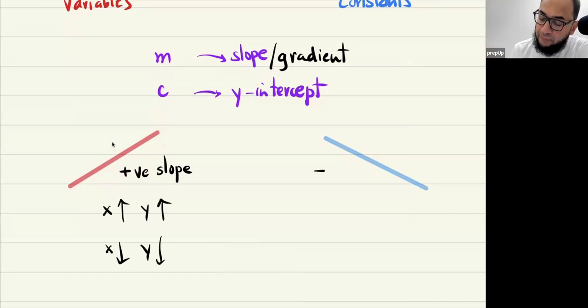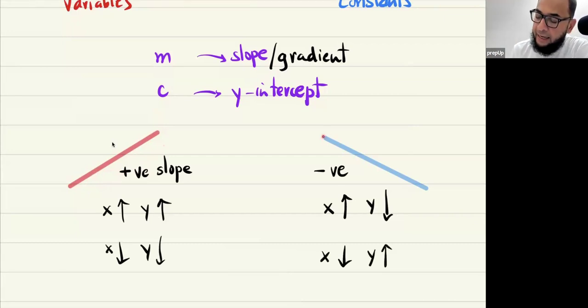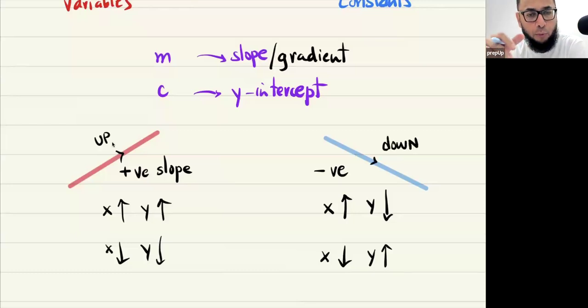The blue line is climbing down the stairs. If x increases, y decreases. If x decreases, y increases. Just have a look. x is increasing to the right, but the height is decreasing. So this is like climbing up, and this is like going down. That's how you have a feel whether it has a positive slope or a negative slope.